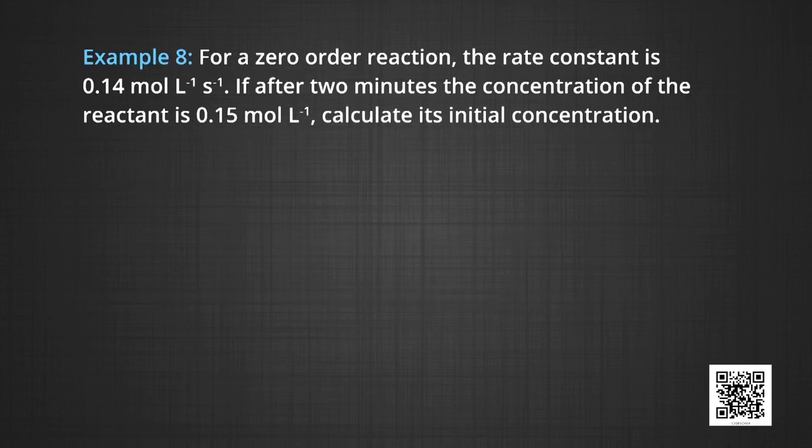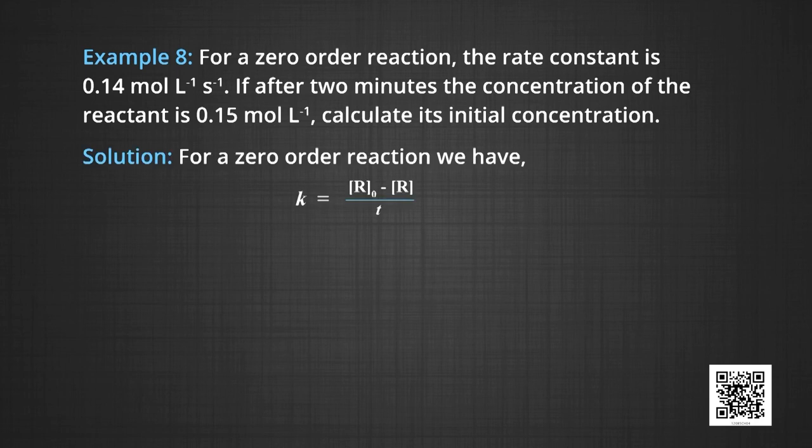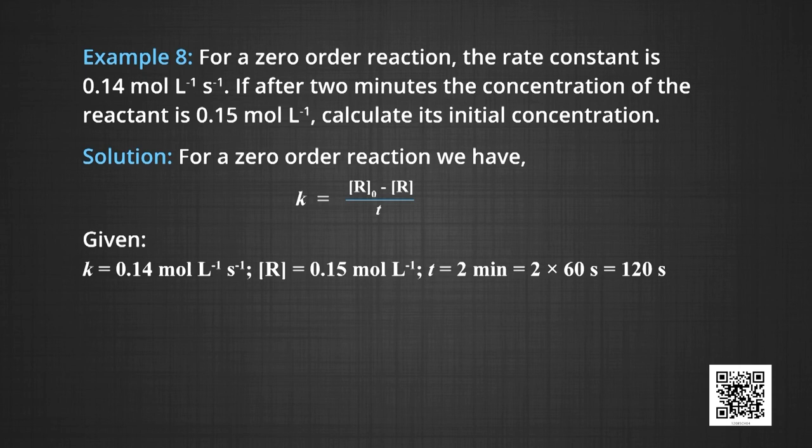Another example based on zero order reaction. The question is, for a zero order reaction, the rate constant is 0.14 moles per liter per second. If after 2 minutes, the concentration of the reactant is 0.15 moles per liter, calculate its initial concentration. Now, answer is, for a zero order reaction, we have K is equals to R naught minus R by T. The given value for K is equals to 0.14 moles per liter per second. Now, the molar concentration of R is equals to 0.15 moles per liter. Time T is equals to 2 minutes. Converting it into second, it will be 2 into 60 seconds equals to 120 seconds.